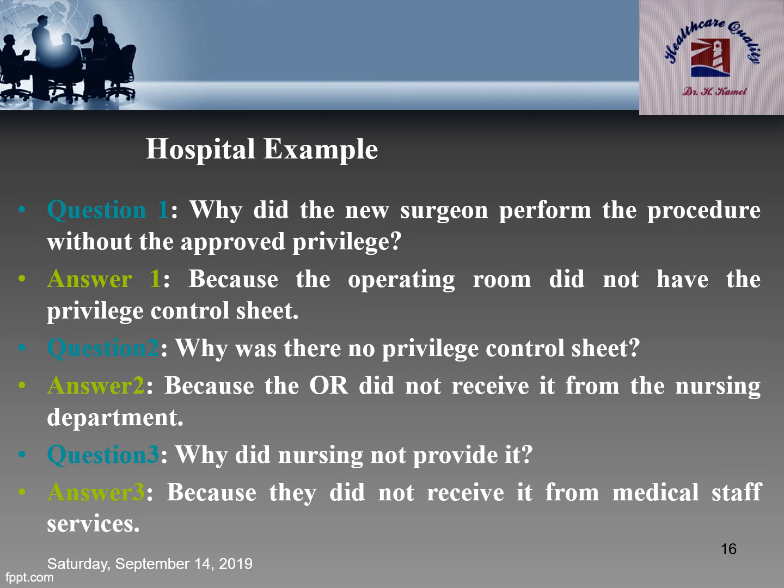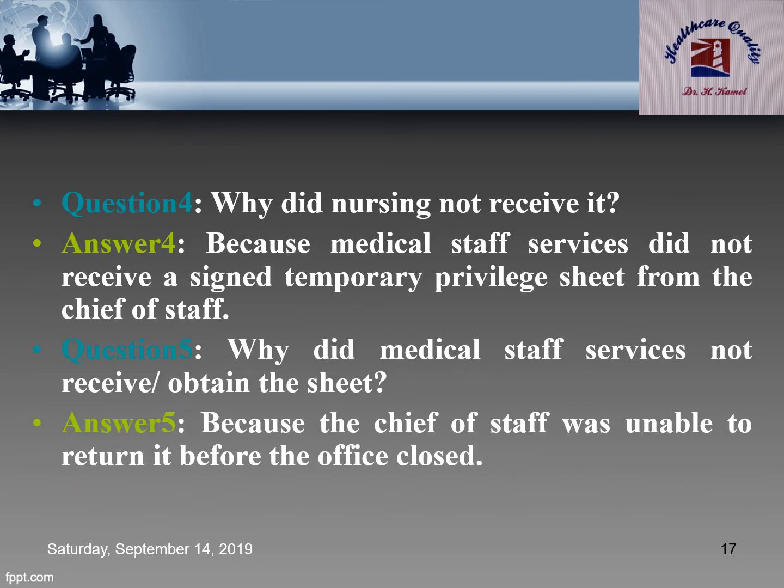Question 3. Why did nursing not provide it? Answer. Because they did not receive it from the medical staff service. Question 4. Why did nursing not receive it? Answer. Because medical staff services did not receive a signed temporary privilege sheet from the chief of the staff. Question 5. Why didn't medical staff service receive or obtain the sheet? Answer: because the chief of the staff was unable to return it before the office closed.